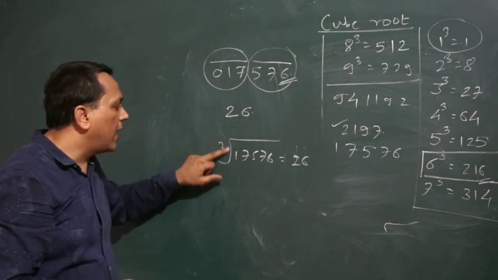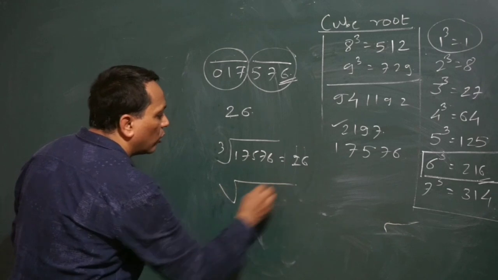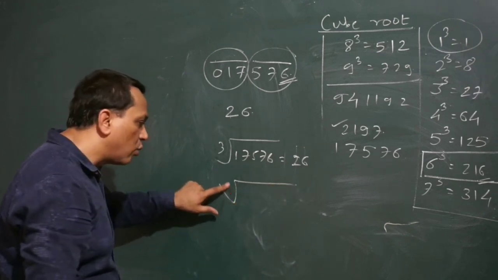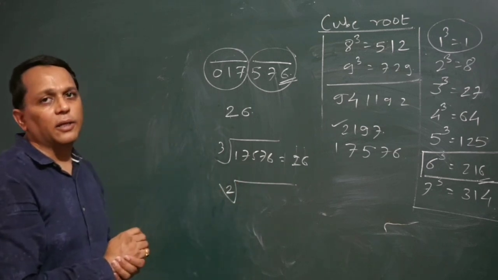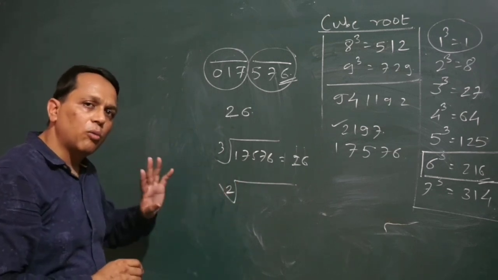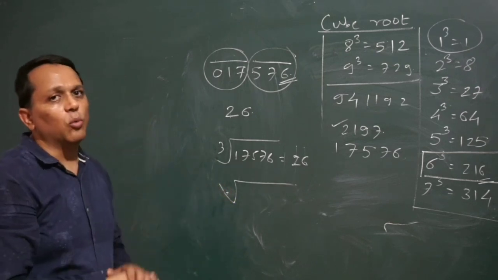Do you know what this 3 here is called? This is called the order of the root. And in square root we write only this. There is no number written here. So there is always a 2 written here, and this number is called the order of the root. If we don't write anything, it is assumed that there is a 2.